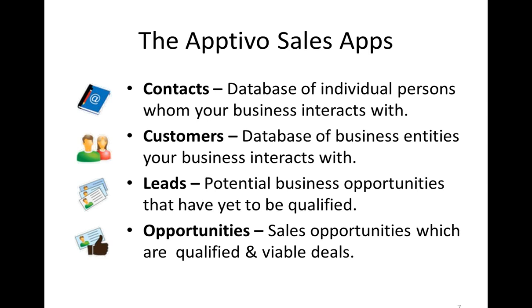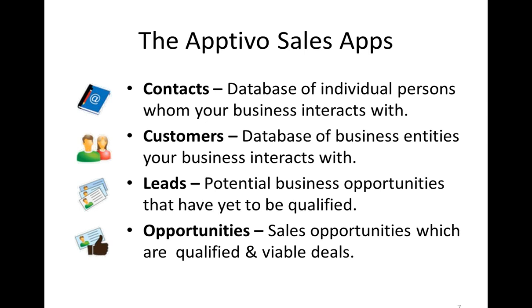So the first app is the Contacts app. This is just a database of the individual people that you interact with. So this isn't a business entity such as Walmart. But if you're speaking to one of the managers of a Walmart store, they would be stored as a contact in your system.